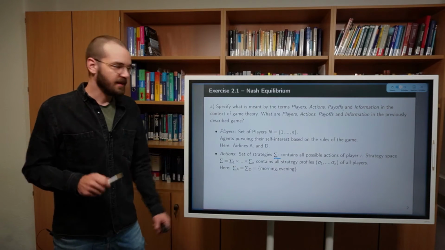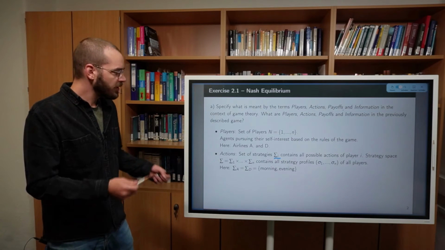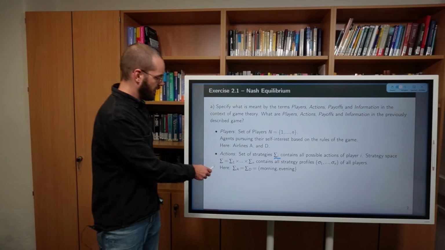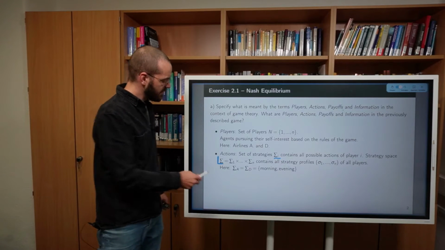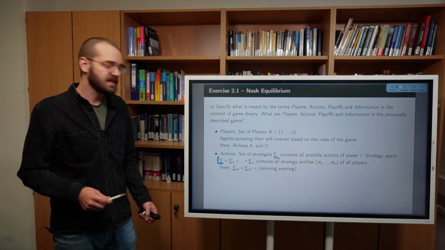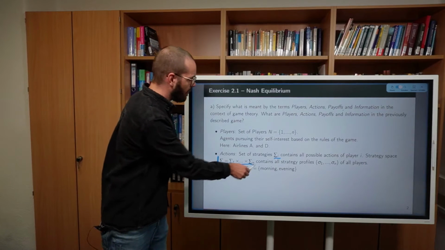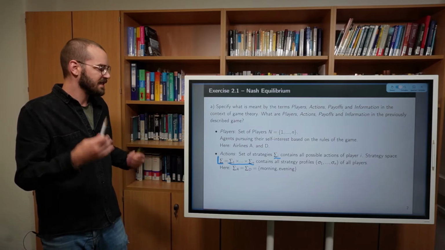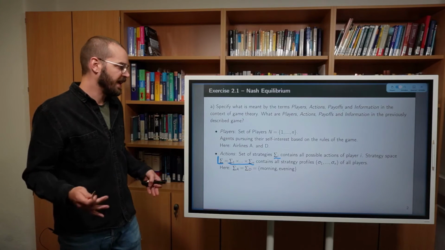The strategy space then captures all strategy profiles of the individual players. So when we denote the strategy space, sigma, without any index, it's simply the cross product of all the individual strategies, sigma I, of each individual player.